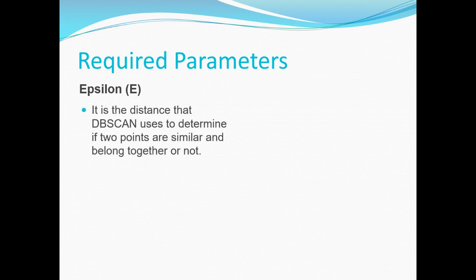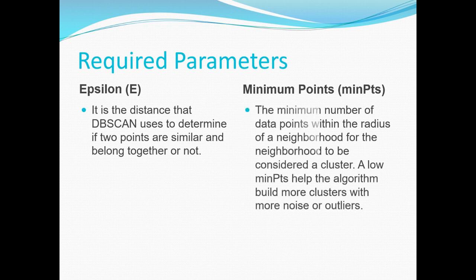We're going to talk about the required parameters. Epsilon, which is the distance that DBSCAN uses to determine if two points are similar and belong together or not. Minimum points is the minimum number of data points within the radius of the neighborhood for the neighborhood to be considered a cluster. A low minimum points value helps the algorithm build more clusters with more noise or outliers.